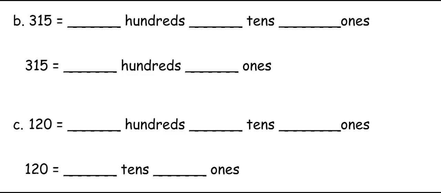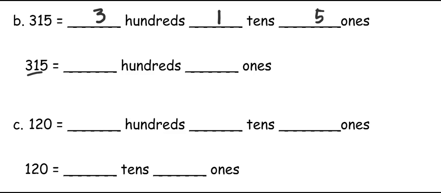We're going to do the same thing in the next section, only instead of using place value discs, we're using the unit form of the number. So I have 315, and it's asking me how many hundreds, tens, and ones make up this number. Well, we can see that 315 is made up of 3 hundreds, 1 ten, and 5 ones.